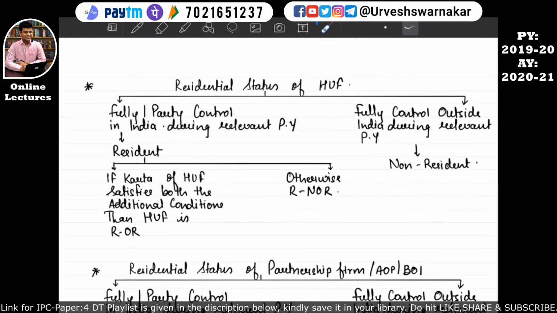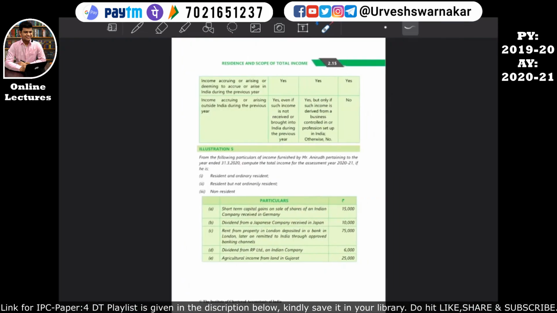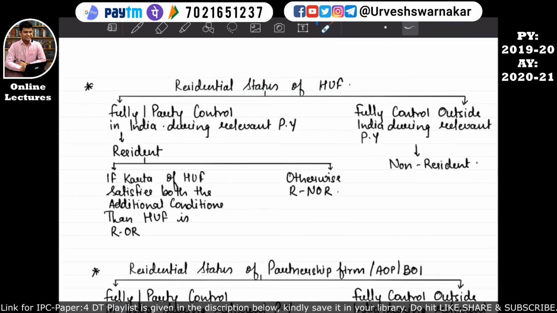In our study material, for the word control in HUF, they have given a huge paragraph, but you don't need to understand what this control means at IPCC level. Just derive a simple understanding of what this control means. If an HUF is fully or partly controlled in India during the relevant previous year, then the HUF is a resident. But if an HUF is fully controlled outside India during the relevant previous year, then the HUF is non-resident.